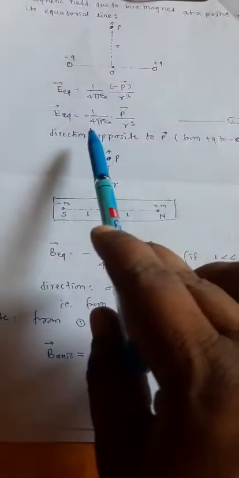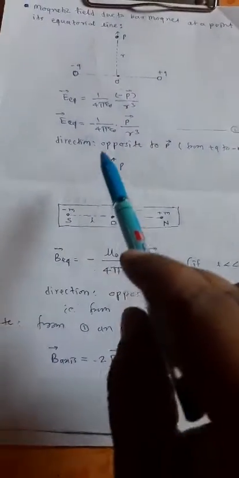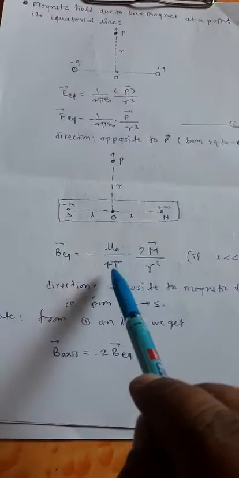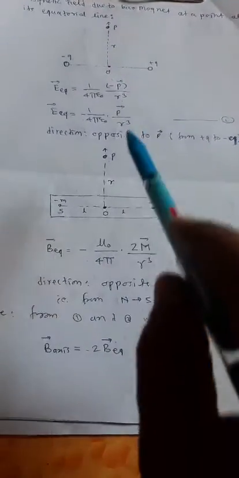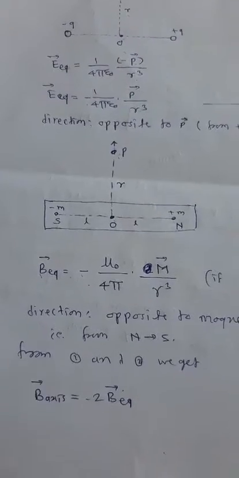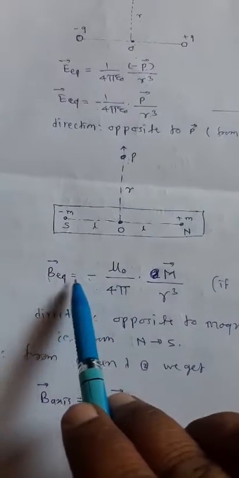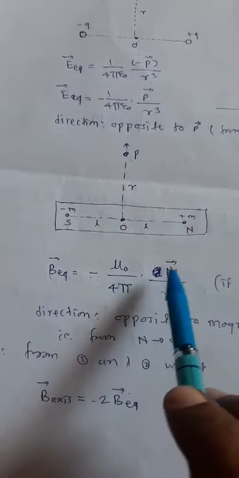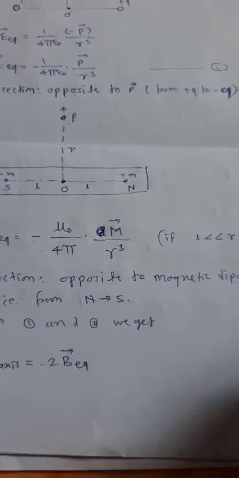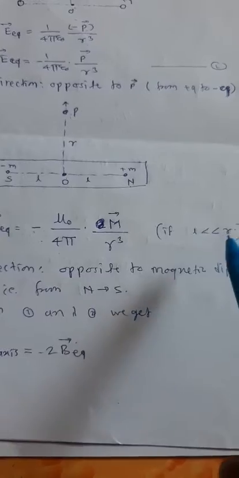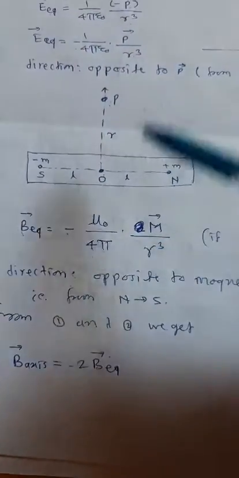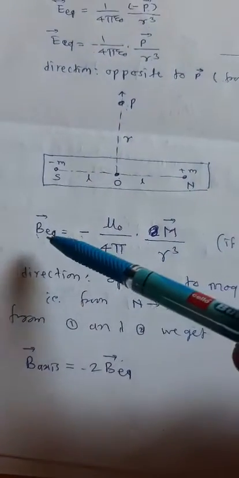By using this equation, we can write the minus sign as it is. Instead of 1 upon 4 pi epsilon naught, we can write mu naught upon 4 pi. B equatorial is equal to minus mu naught upon 4 pi, M divided by r cube, where M is the magnetic dipole moment, if the value of L is very small as compared to r. By using this analogy, we can write the expression for B equatorial.